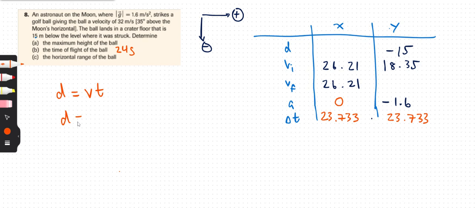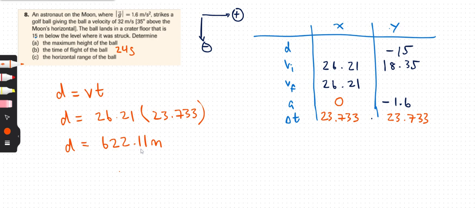Okay, so let's just plug some numbers in. V, well, it's going to be the same since there's no acceleration. And t, we can use 23.733. You don't want to put 24 seconds because that's not the final answer, so it's not going to be precise. You want to have more decimal points in the intermediate steps and only round it to the correct number if it's the last step. Now, if you multiply these two numbers together, you should get 622.11 meters. And again, rounding it to the correct number of sig figs, it's going to be 620 meters.